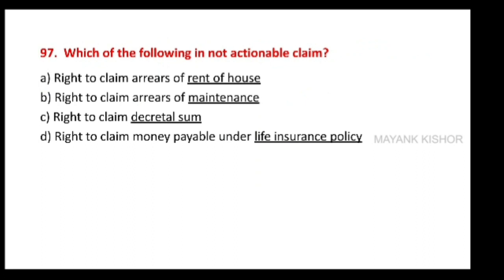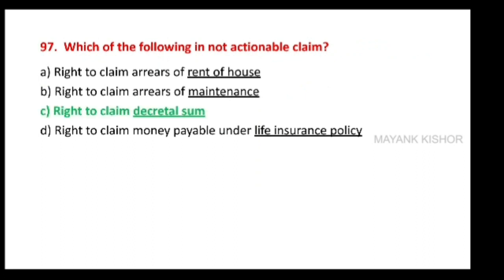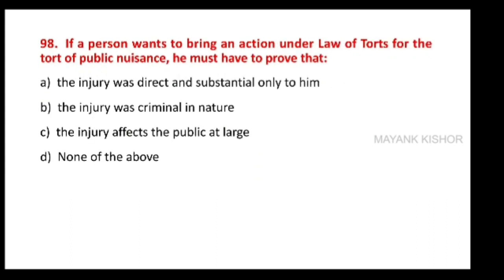Which of the following is not an actionable claim? Option A right to claim arrears of rent of house, option B right to claim arrears of maintenance, option C right to claim decretal sum, and option D right to claim money payable under life insurance policy. And the correct answer is right to claim decretal sum is not an actionable claim, rest all are actionable claims. Next question, question number 98.